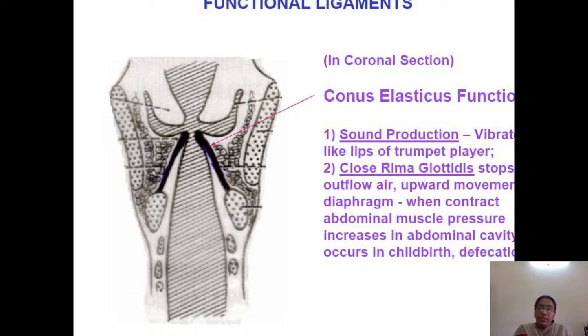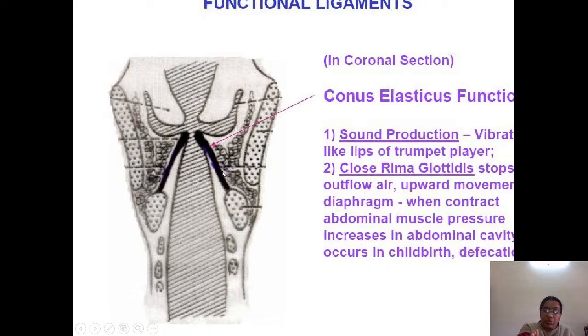Other than that, there are some functional ligaments. We have come across some ligaments such as the thyrohyoid membrane and cricothyroid membrane. Other than these, there is also one more ligament which is called the conus elasticus. This is helpful for sound production, that is, the rima glottidis closing and opening. This is a ligament which is helpful. The main function is vibration, that is sound production, and closing and opening of the rima glottidis.